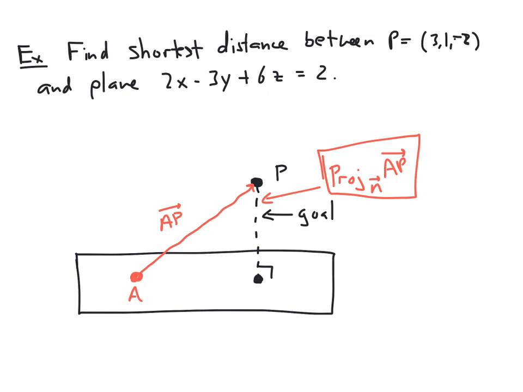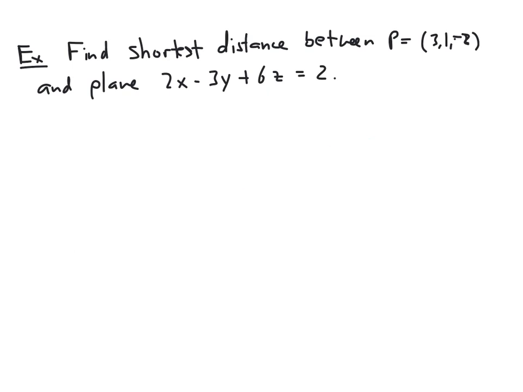And so the shortest distance between the point and a plane is going to be the projection of some vector from some point in the plane to my point P onto the normal vector. And so that'll actually give us the vector from the plane. And so to find the shortest distance, we need the magnitude of that vector. So with that in mind, the distance that we're looking for, which I'm going to call D, is going to be the magnitude of the projection of some vector AP onto the normal vector n.